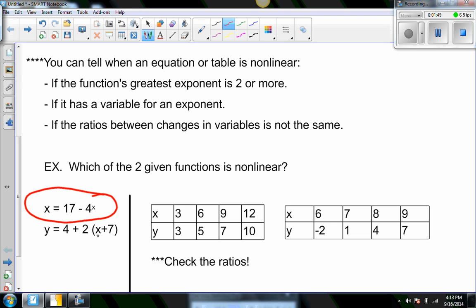This one, you would have to plug numbers in for x and get your answers out, and it's going to be linear because it's going to change by the same amount each time. But this one, because that variable is the exponent, it's automatically nonlinear.